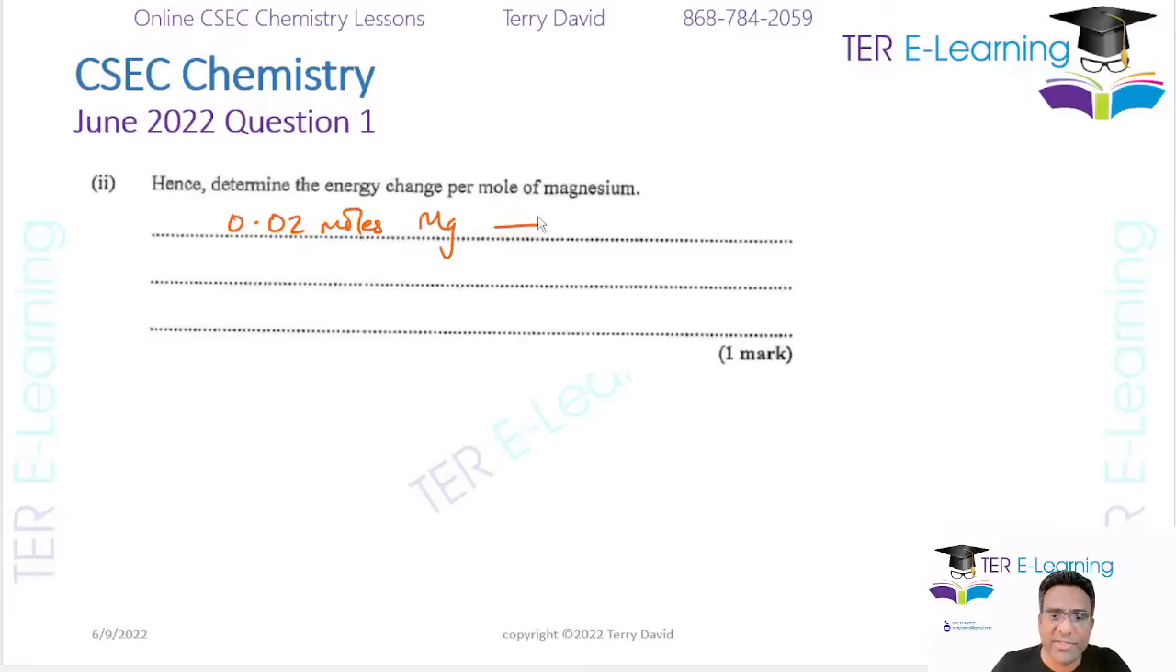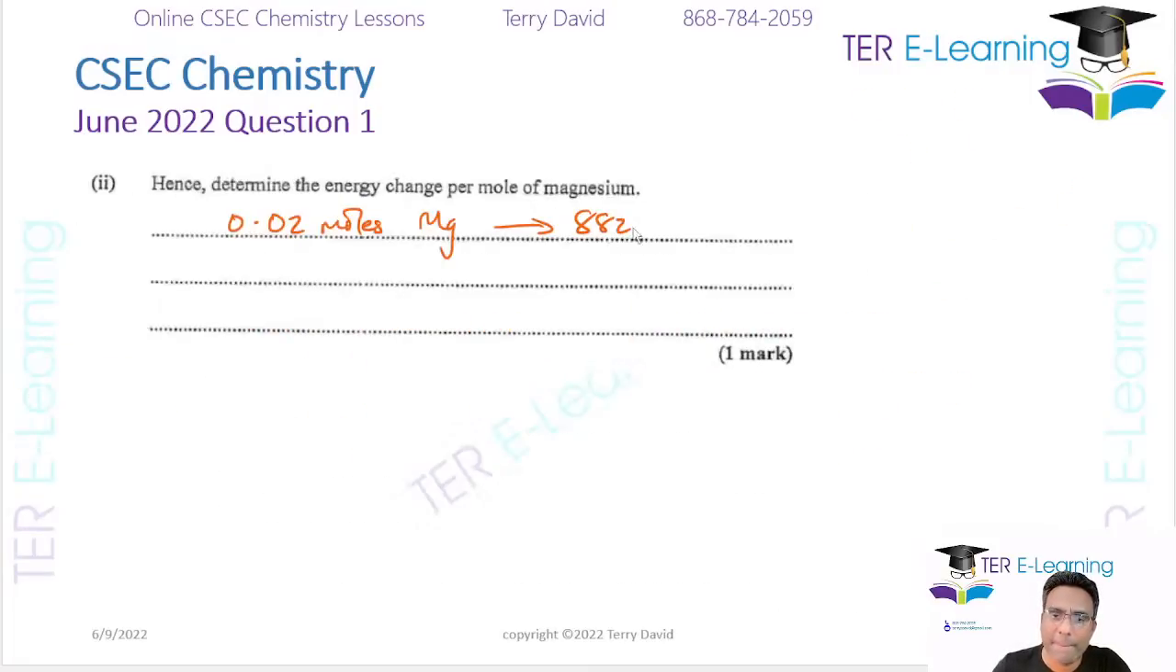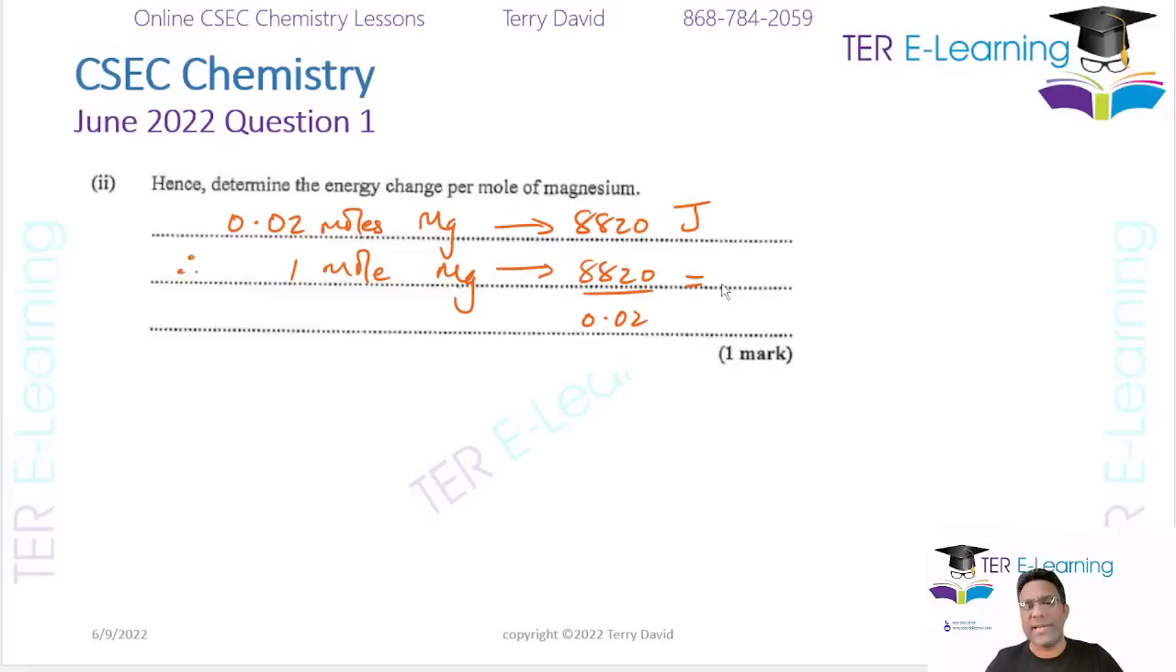Mg gives us an energy change of 8820. Therefore, 1 mole of magnesium is going to give me an energy change of 8820 over 0.02. So we're trying to work out the energy change per mole. So that is 8820 divided by 0.02, and you're going to get a big number: 441,000 joules, or some of you may have written it like 441 kilojoules. Doesn't matter. Either way, it's only 1 mark for this.